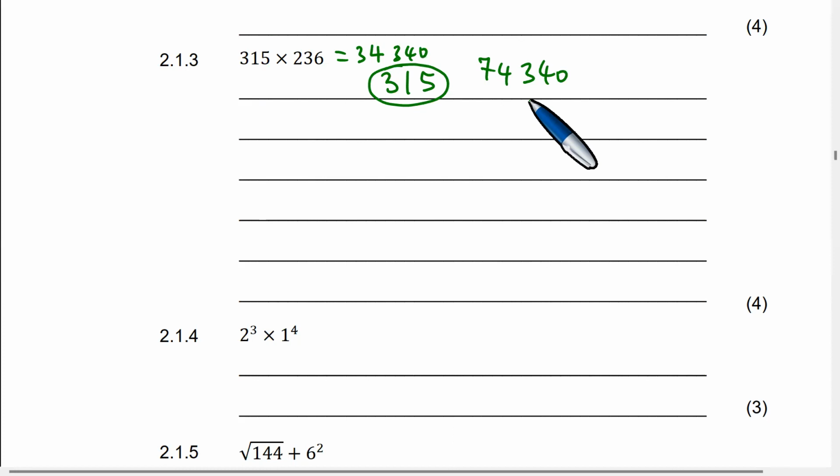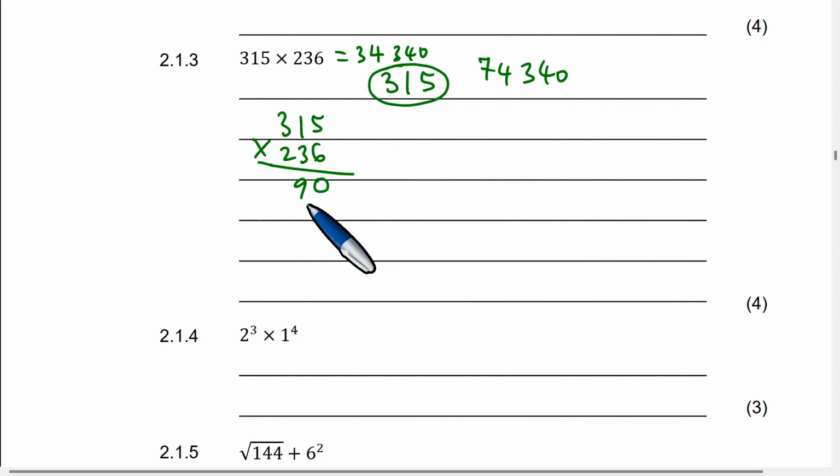Yeah, that's right. So we have 315 and 236. What is 6 by 5? It's 30. Bring down 0, then carry 3. What is 6 by 1? It's 6, plus 3, you get 9.